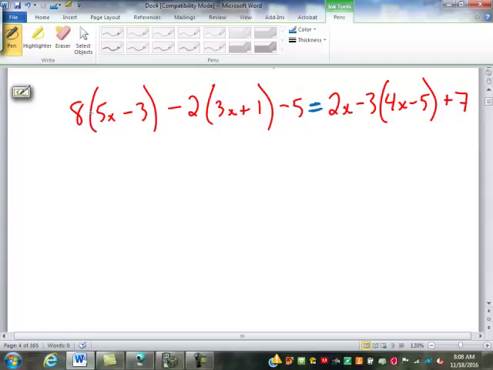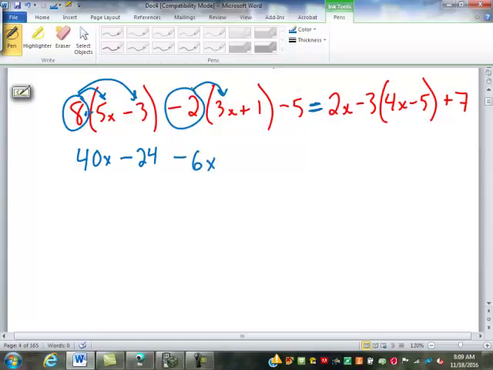So on the left side, I have this first set of parentheses. Anything to do inside of them? No. But I do have to multiply by the 8. So 8 times 5x is 40x. 8 times negative 3? Negative 24. Next set of parentheses. Anything to do inside of them? Nope. What do I have to do to them? Not times 2, but times negative 2. Negative 2 times 3x is negative 6x. Negative 2 times 1, negative 2. And I still have that negative 5 at the end there.